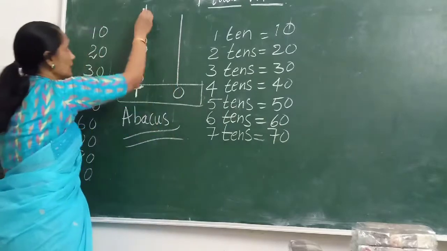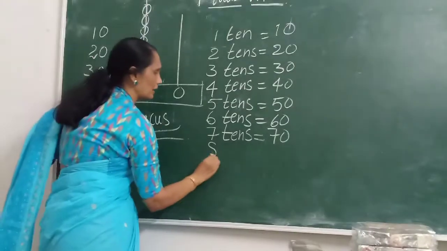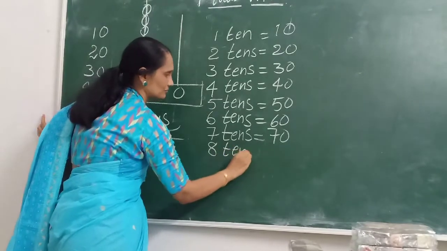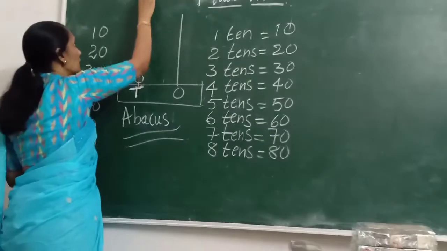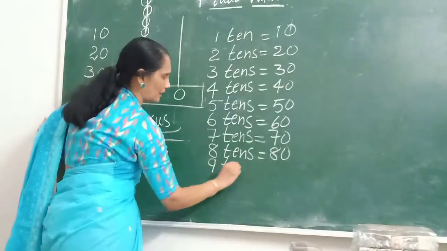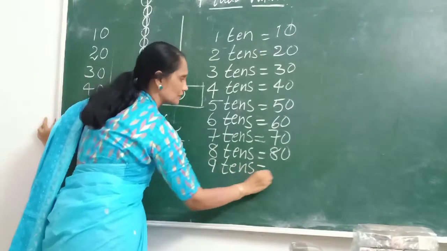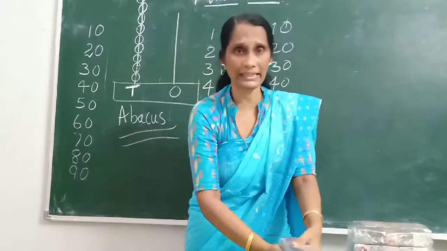70. And if I put one more bead, it will become 8 10's. 80. If I put one more bead, 9 10's. Okay, 90. Let us see how we will get 90.